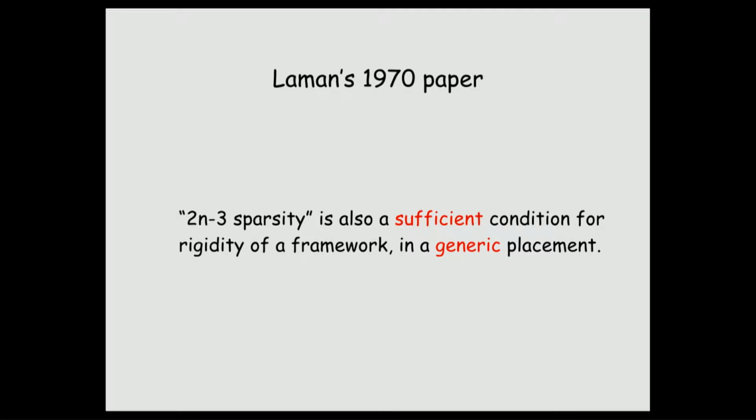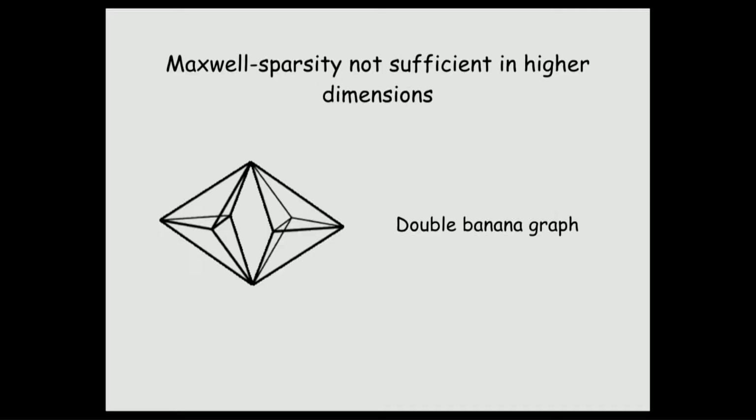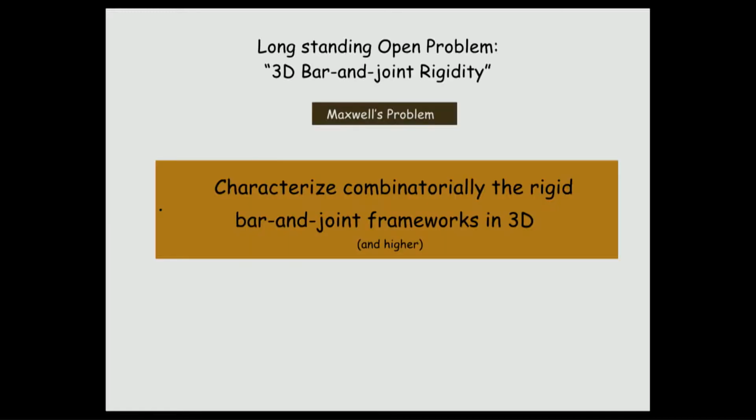So now about 100 years later, Laman's paper proved that 2n sparsity is also a sufficient condition for rigidity of frameworks in a generic framework placement. And it's well known in the rigidity community, with by now a lot of examples, that Maxwell sparsity is not sufficient in higher dimensions. The most famous example is this double banana, which illustrates the fact that in dimension 3 and higher, you can have phenomena that don't appear in dimension 2, like this so-called implied hinge. I'll tell you more about this in a moment.